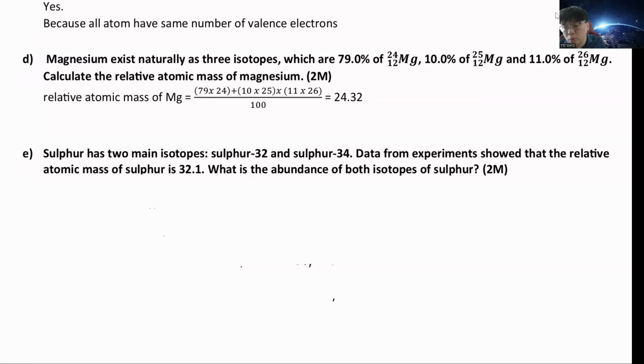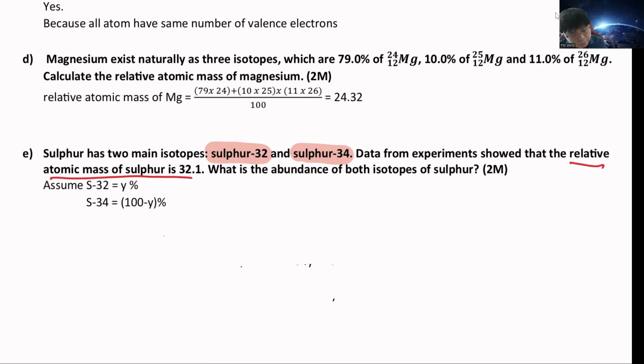This is another question that they give you. We have two isotopes, 32 and 34. The average mass is 32.1.